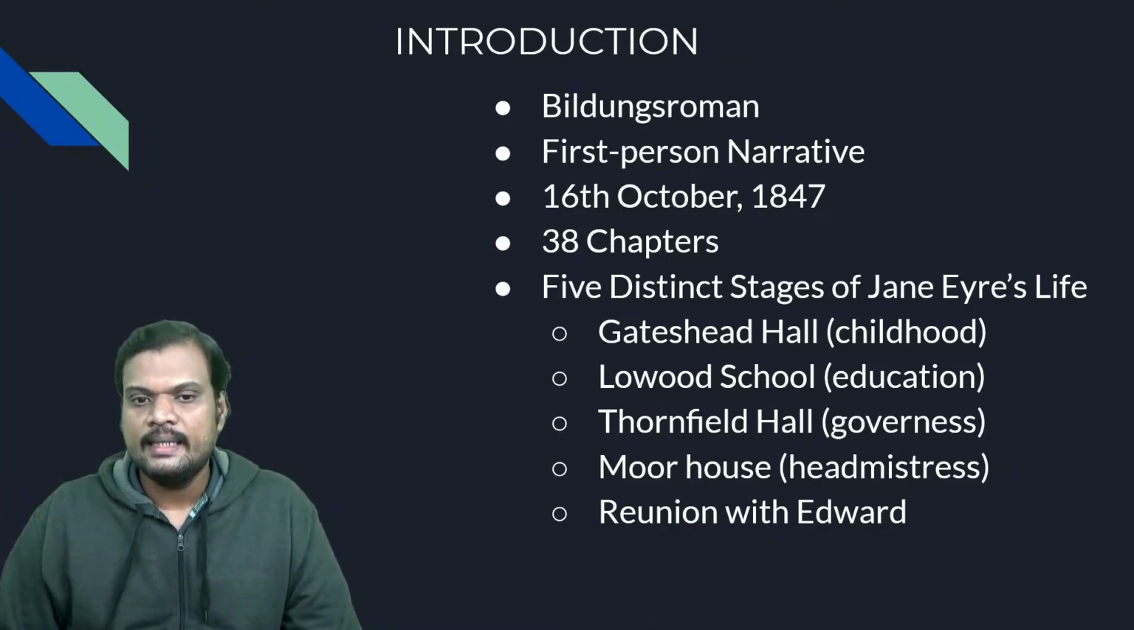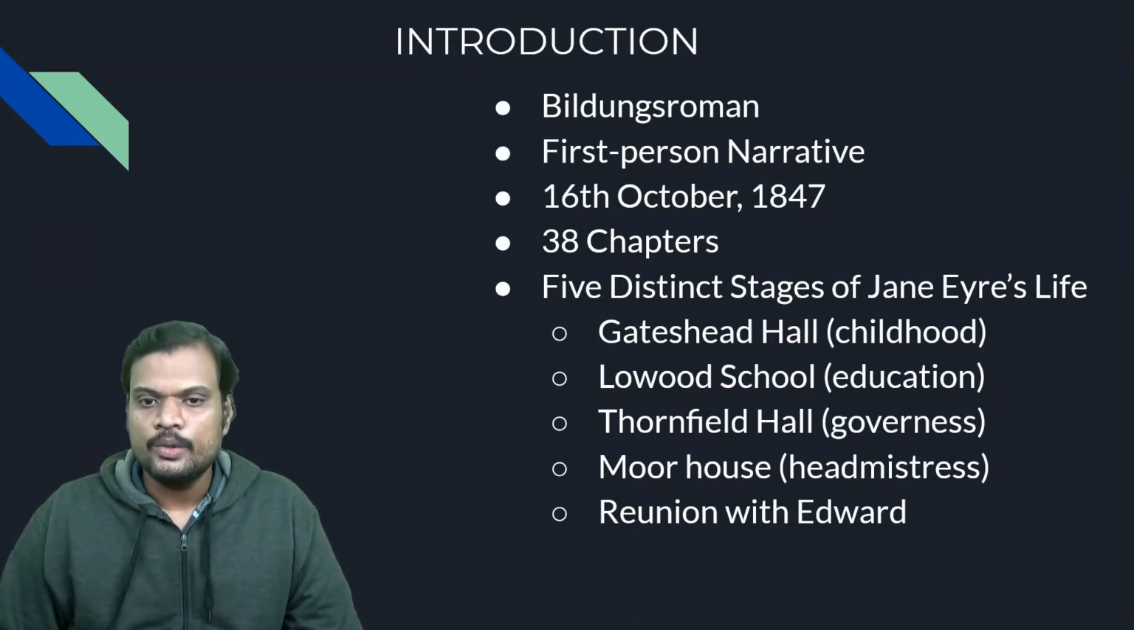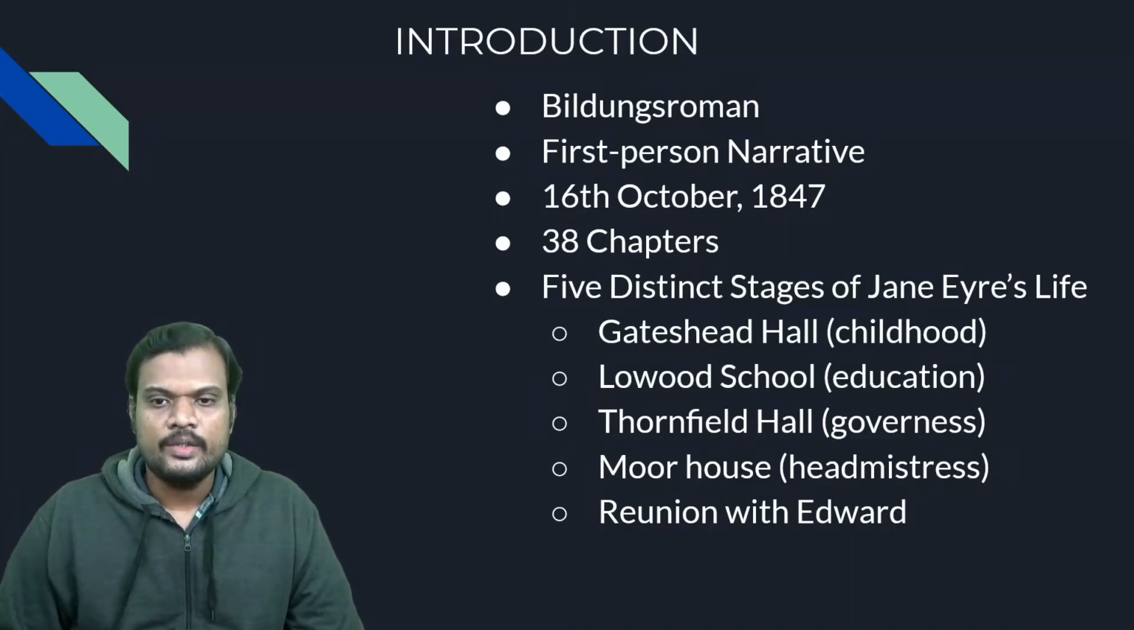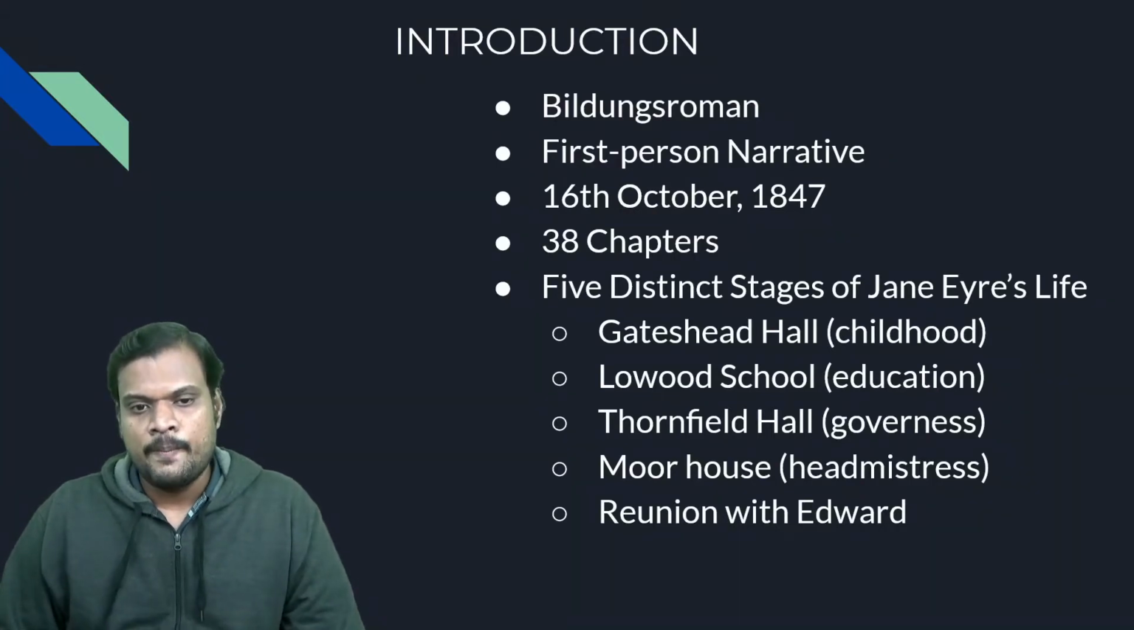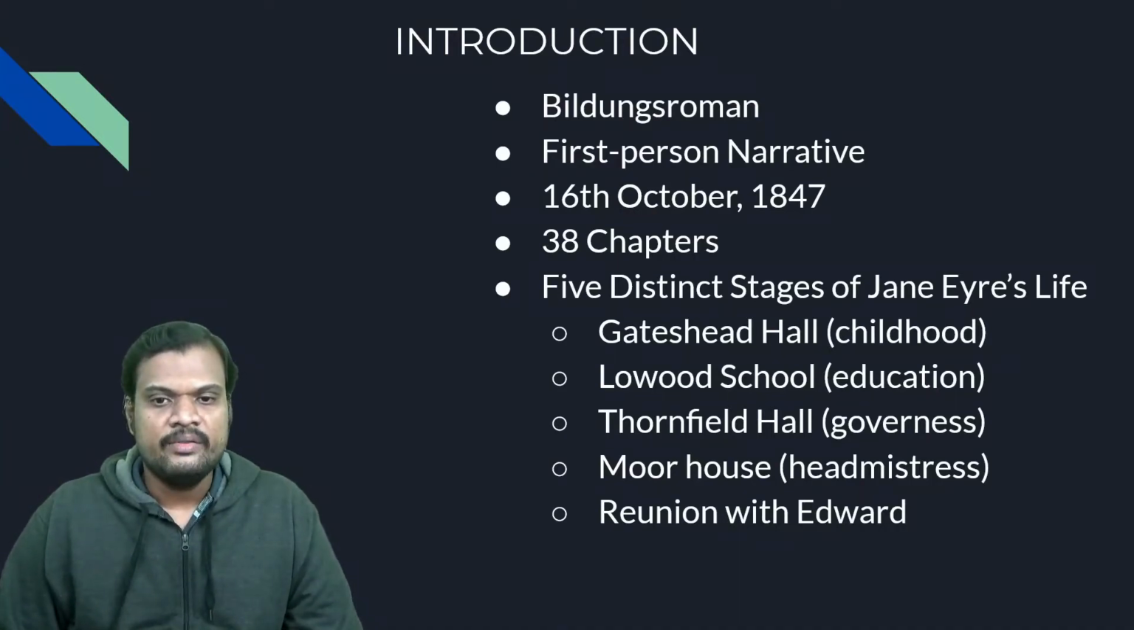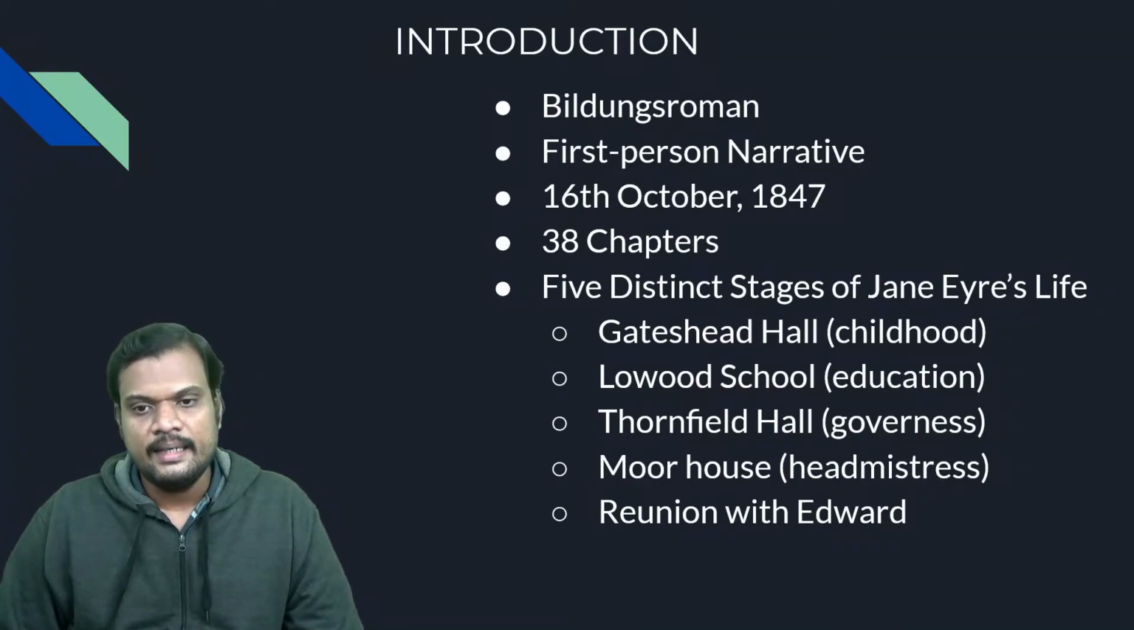The first stage is at Gateshead Hall, where Jane spends her childhood. The second stage is when she enters Lowood School and goes through her education. During the third stage of her life, she becomes a governess to Adele at Thornfield Hall. The fourth stage is when she spends her time in the Moor House and meets the clergyman St. John Rivers. The fifth and final stage of Jane's life is when she returns to Edward's side and reunites with him.